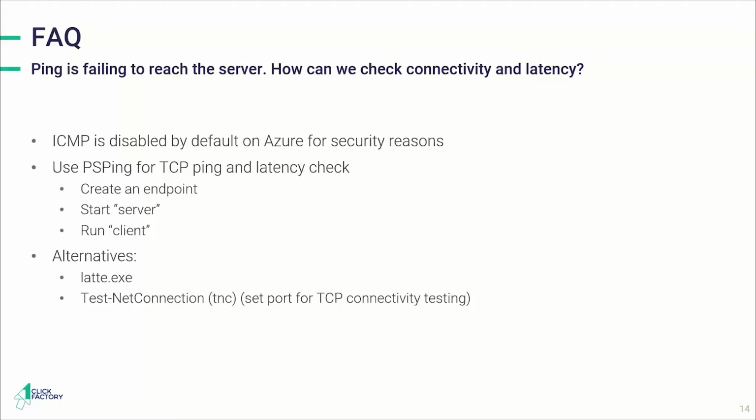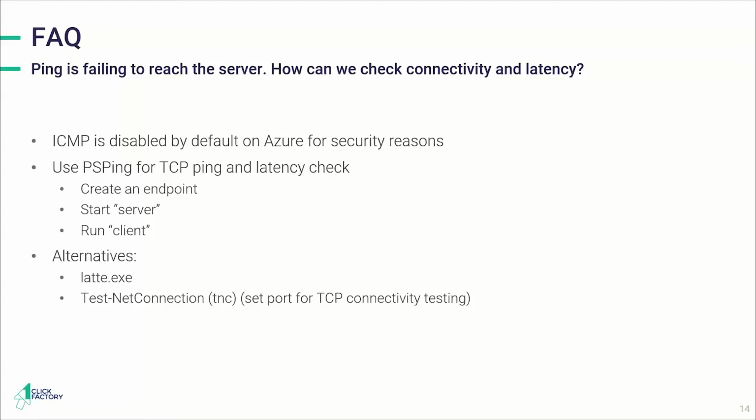Sometimes partners need to check connectivity to the Azure VMs, or check maybe latency between the client computer and the application server. And the ping is not working, right? So why is it not working? ICMP is by default disabled on Azure. Microsoft decided to do so for security reasons, and therefore there are some recommended ways for doing TCP ping instead of ICMP ping.